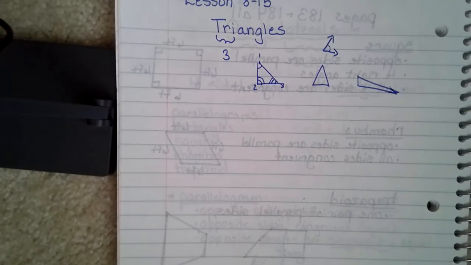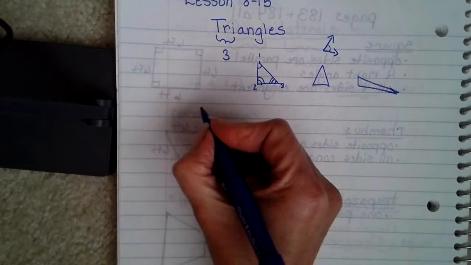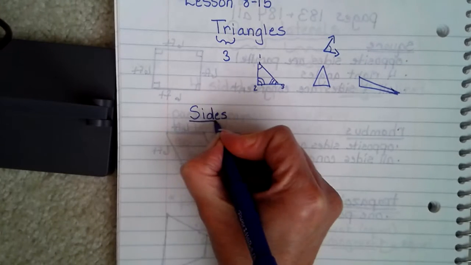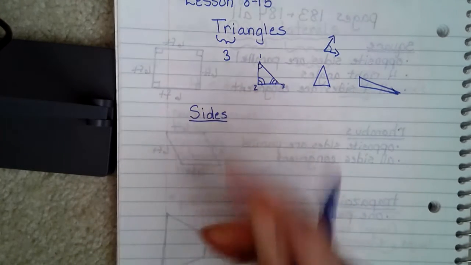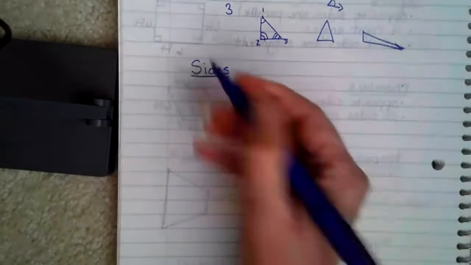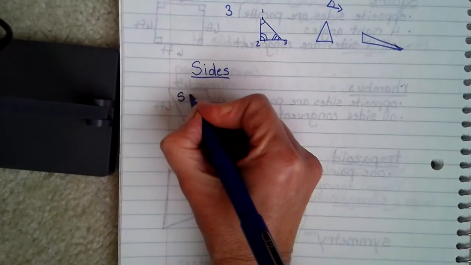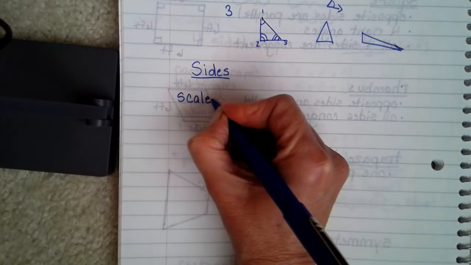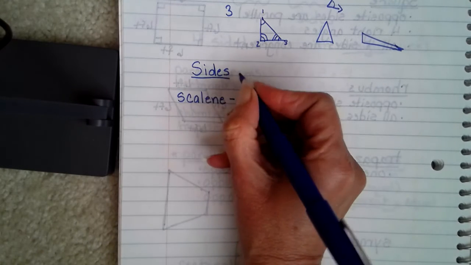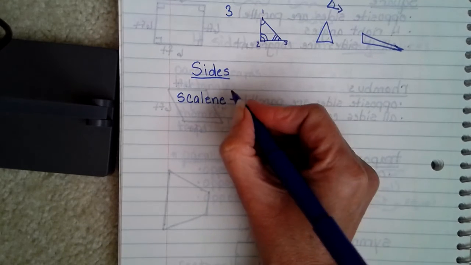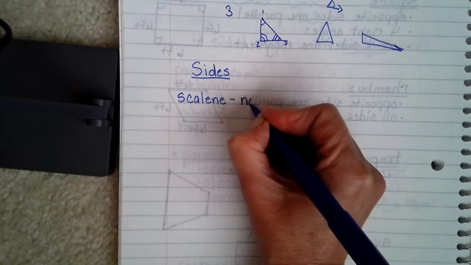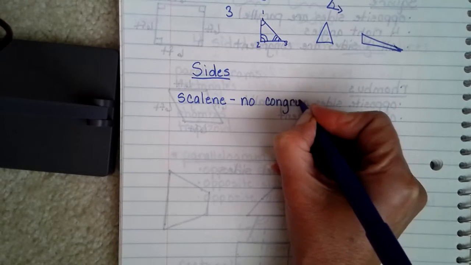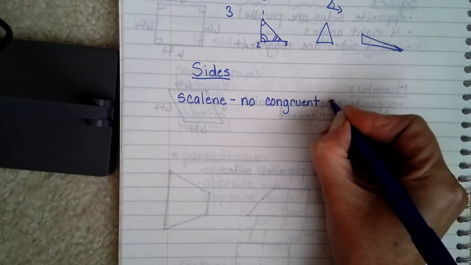There's two ways to describe triangles. First, we've got their sides. So we can describe them by their sides. Our first one, and some of these words may sound kind of funny, some of them you've heard before, but the first one is a scalene triangle. Now, in a scalene triangle, you have no congruent sides. That means none of the sides are equal to each other.